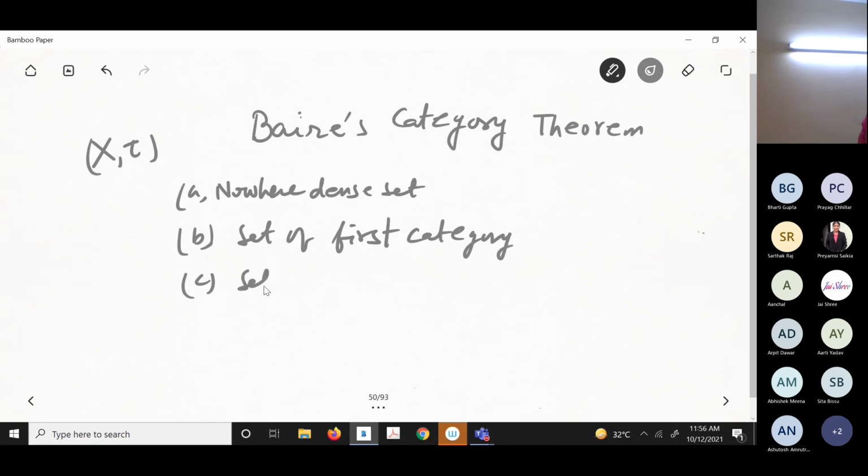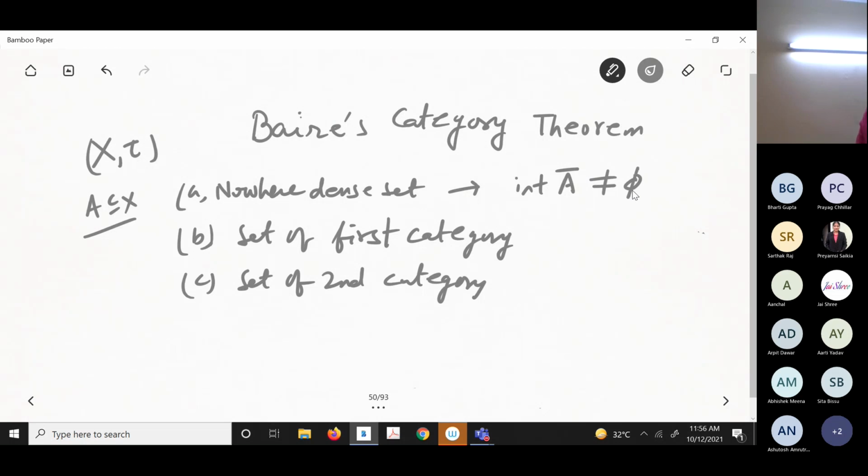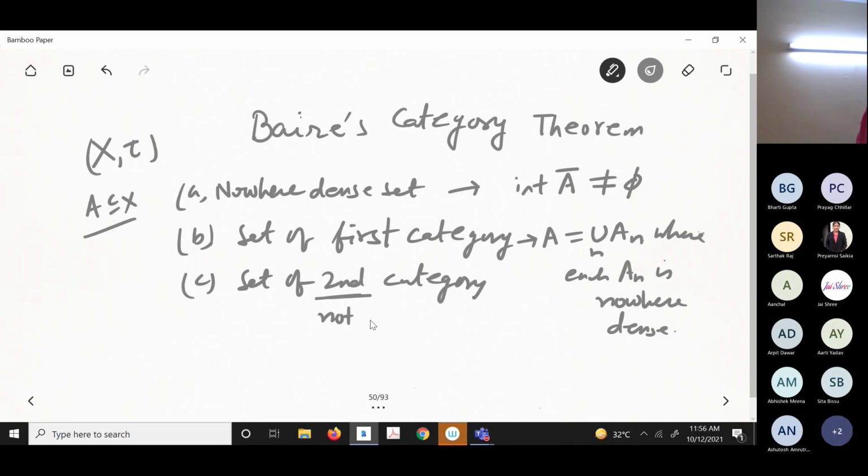And the set of second category. This means A is a subset of X. A is nowhere dense if you have this. On the other hand, A is called a set of first category if A can be written as a countable union of sets A_n, where each A_n is nowhere dense. And second category is simply if it is not of first category. These definitions you need.